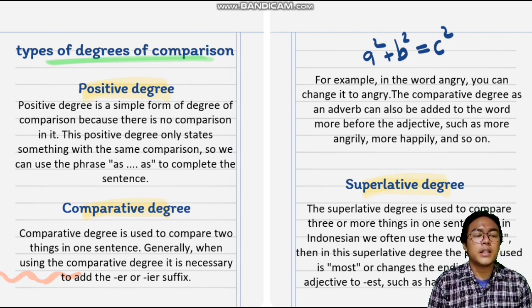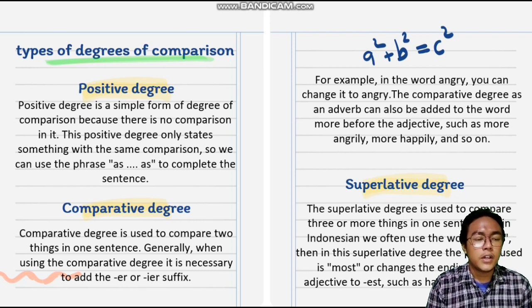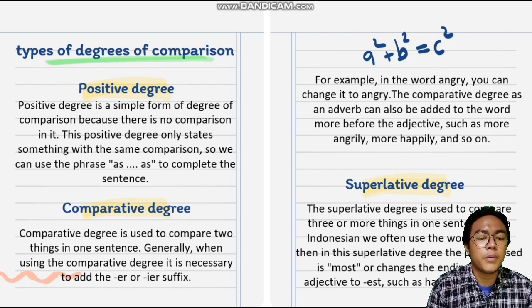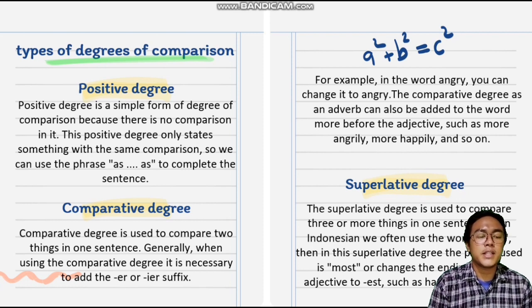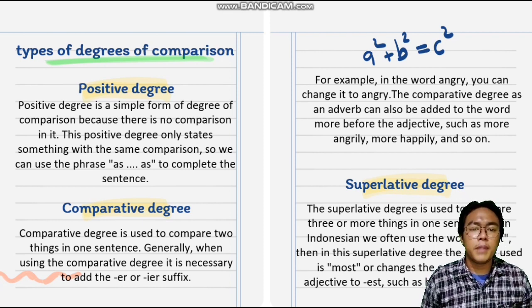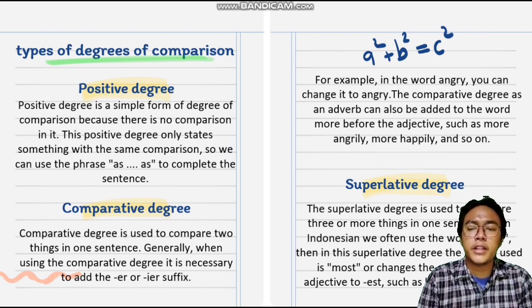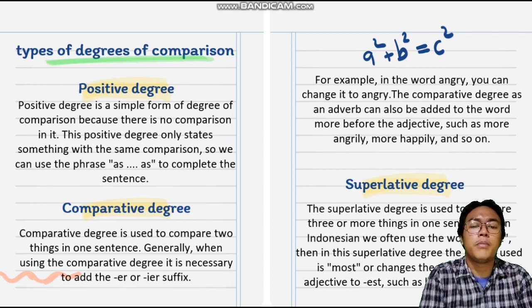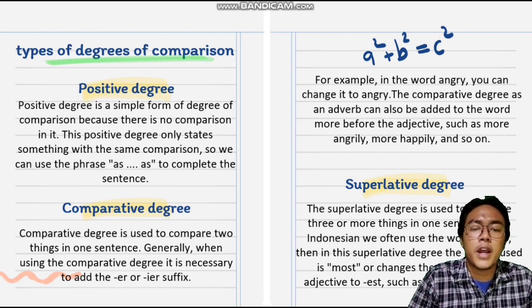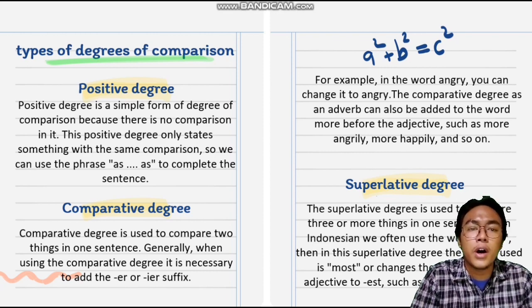And the second one is comparative degree. Comparative degree is used to compare two things in one sentence. Generally, when using the comparative degree, it is necessary to add the er or ier suffix. For example, the word angry can be changed to angrier. The comparative degree as an adverb can also be added with the word more before the adjective, such as more angrily, more happily, and so on.